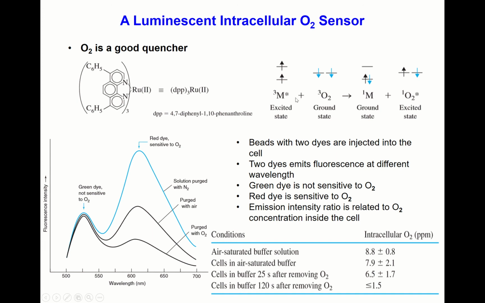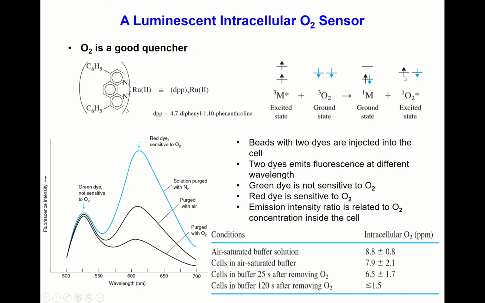As a result, this energy is transferred, not an electron, to the oxygen molecule, and as a result this molecule M goes back to the original state. And the oxygen, which was in the triplet state, becomes a singlet state. The singlet state energy level is slightly higher than the triplet state.